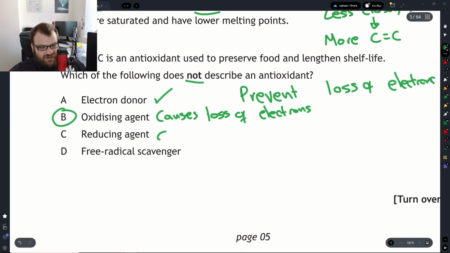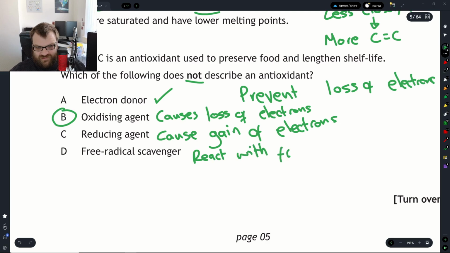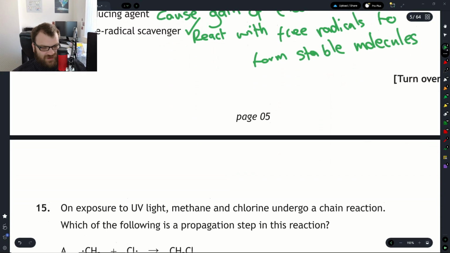Reducing agent is going to cause gain of electrons, which will prevent oxidation. That is true about antioxidants. And the free radical scavengers act with radicals to form stable molecules. And it is something that we're looking to do with the antioxidants. Means it is not our correct answer in this question.